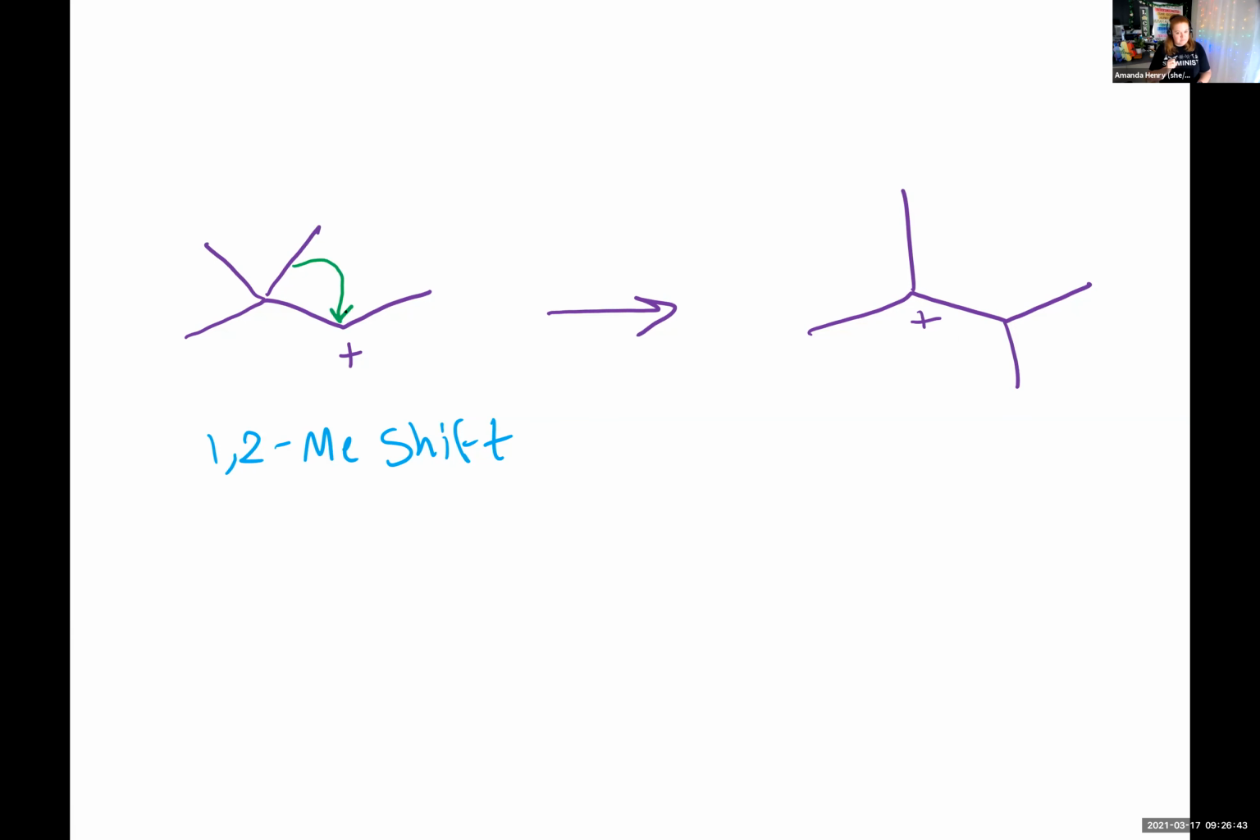That's it. And so if we want to make the colors match, here is my methyl that shifted over. And so again, we went from that secondary carbocation to a tertiary carbocation. And that methyl group is the one that had to shift over to make that happen. Does that help? Yeah, thank you.